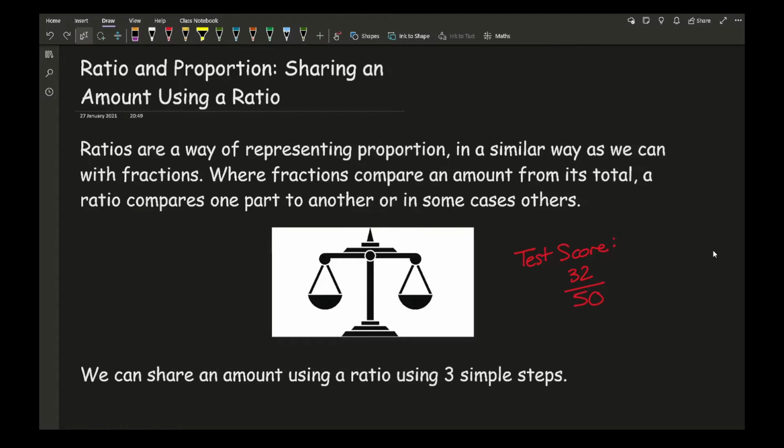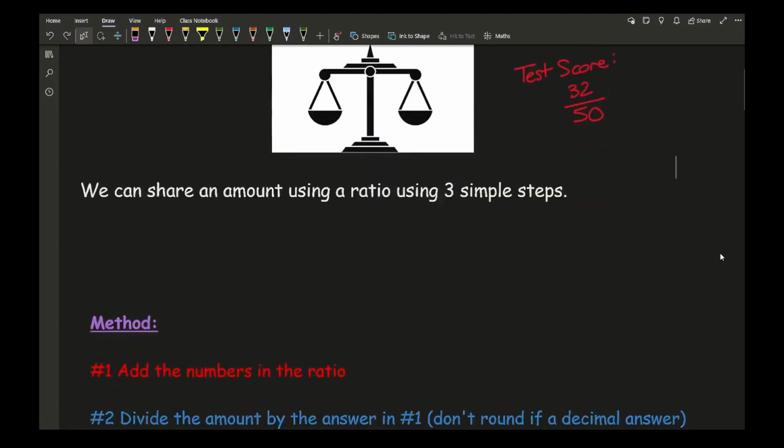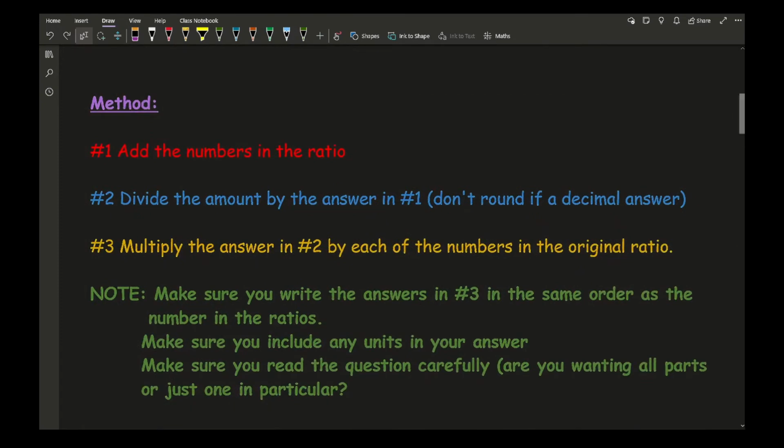So you need to see a ratio like scales where you're comparing one part to another, rather than, let's say, a fraction where, in terms of test scores, the numerator represents the score that you've got out of a total of the denominator value or the bottom value. Now we can share an amount using the ratio using three simple steps. And the simple steps are the ones I'm going to show you now on your screen.